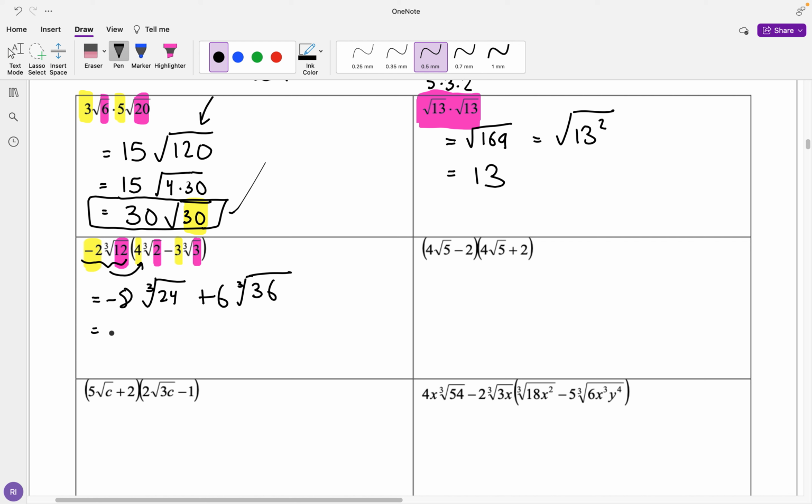And then we try to simplify. Trying to do a bit more of this in our head now. 24 is 8 times 3. 8 is a perfect cube, and its cube root is 2. And 36, is that divisible by 8? No, not by 27. So 36, cube root 36 is just stuck as it is. I end up with -16.